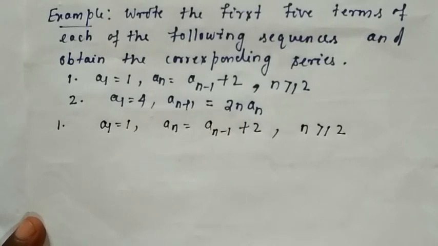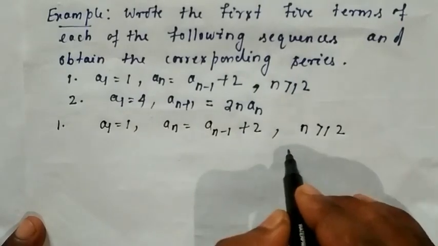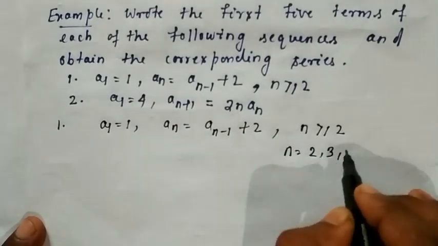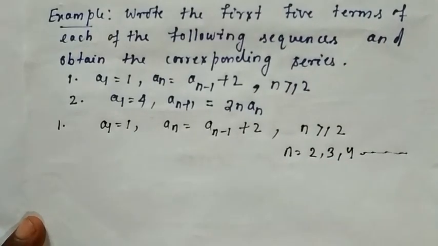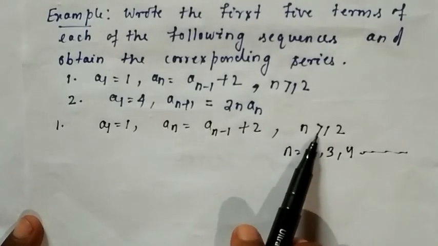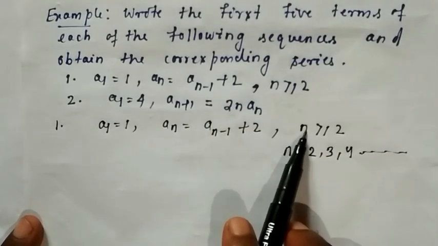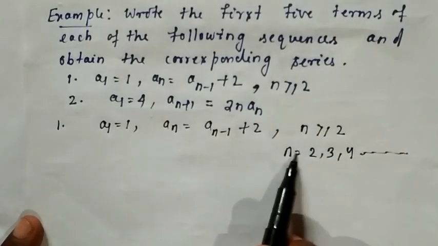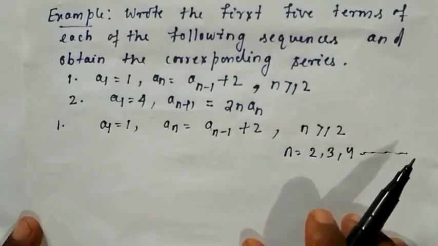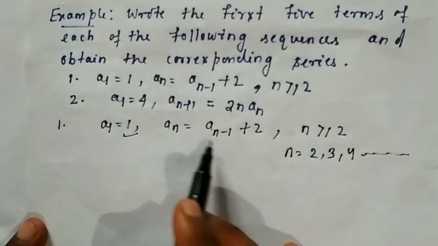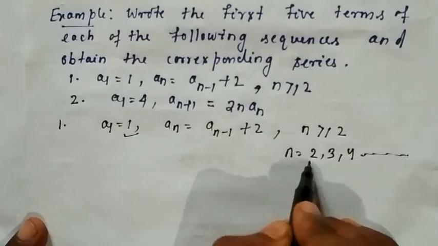Then write the first 5 terms. Here you can take n equal to 2, n equal to 3, n equal to 4, and so on. You cannot take n equal to 1 because n should be greater than or equal to 2. That means n can be 2 or more than 2. Now the first term a1 is given to you. Then in place of n, substitute 2.